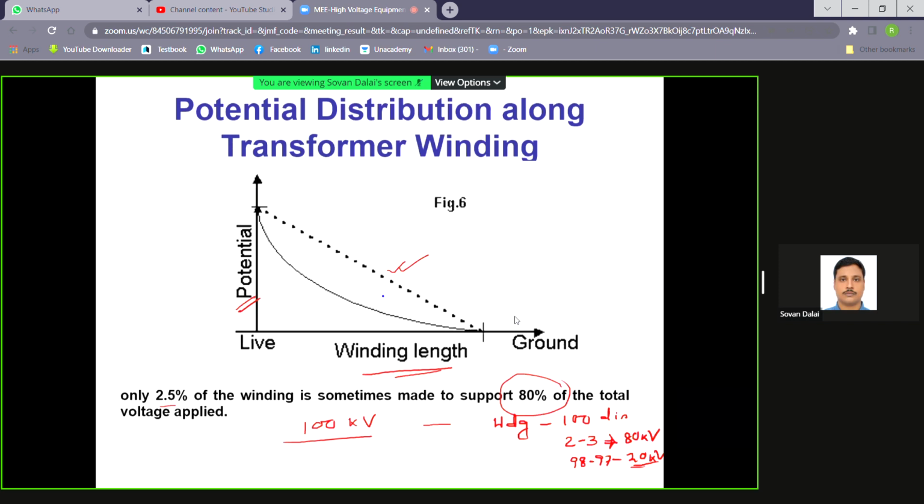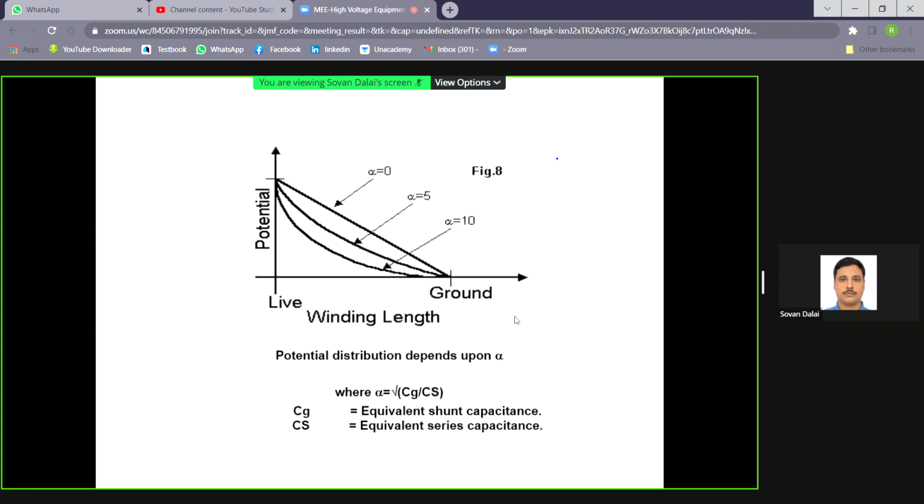They always want the potential distribution to be much closer to that dotted line. So what are the parameters that govern that distribution? The parameter which governs the distribution of the potential is called alpha. Alpha is nothing but the ratio of Cg by Cs, where Cg is the equivalent shunt capacitance and Cs is the equivalent series capacitance.